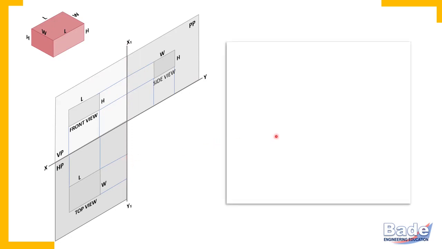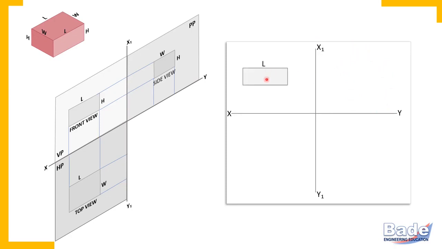On drawing paper, the XY line appears horizontal, and perpendicular to XY line is the X1 Y1 line, which is the line of intersection of VP and PP. So this is the vertical plane, that is VP. Below VP is the horizontal plane, HP. And here it is the profile plane. It is on the right side, and that is why it can be considered as the right side vertical plane or right side plane.